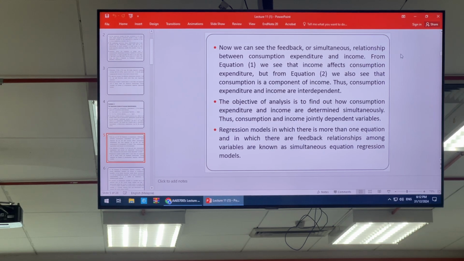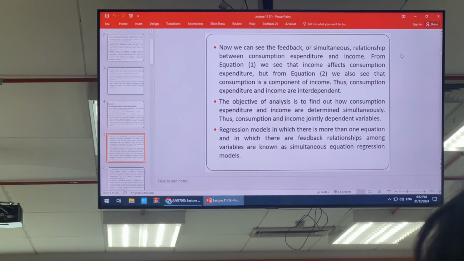For the simultaneous relationship between consumption expenditure and income, from equation 1 we can see that income affects consumption expenditure, but from equation 2 we also see that consumption is a component of income. Thus, consumption expenditure and income are interdependent. The objective of the analysis is to find out how consumption expenditure and income are determined simultaneously. Thus, consumption and income are jointly dependent variables.